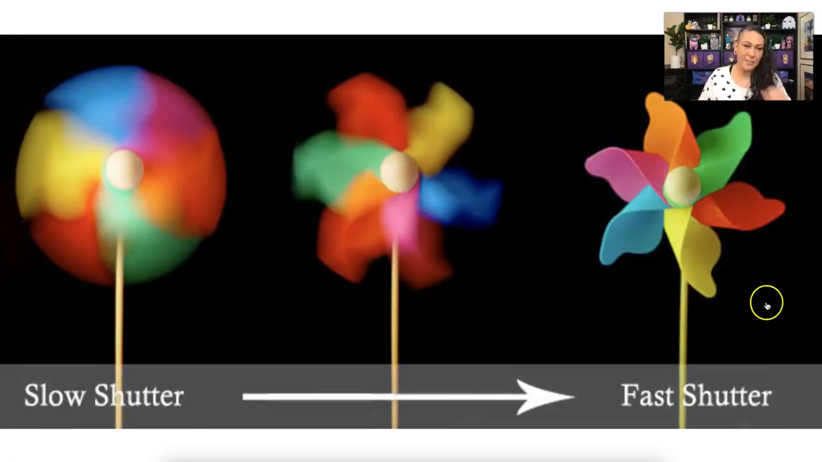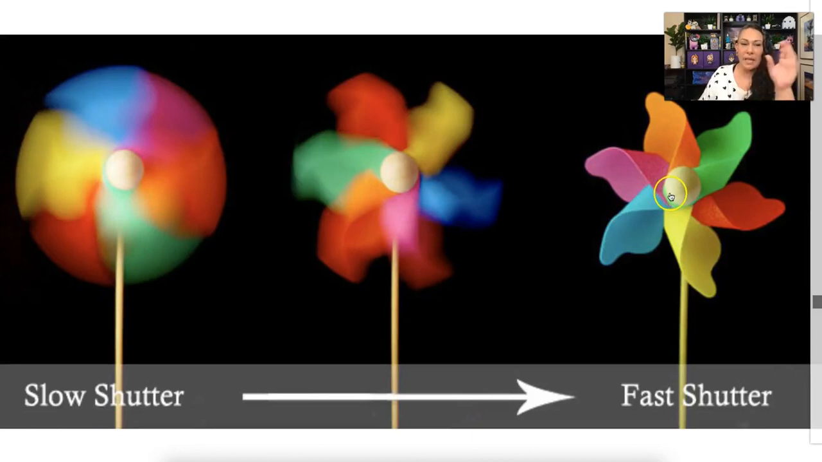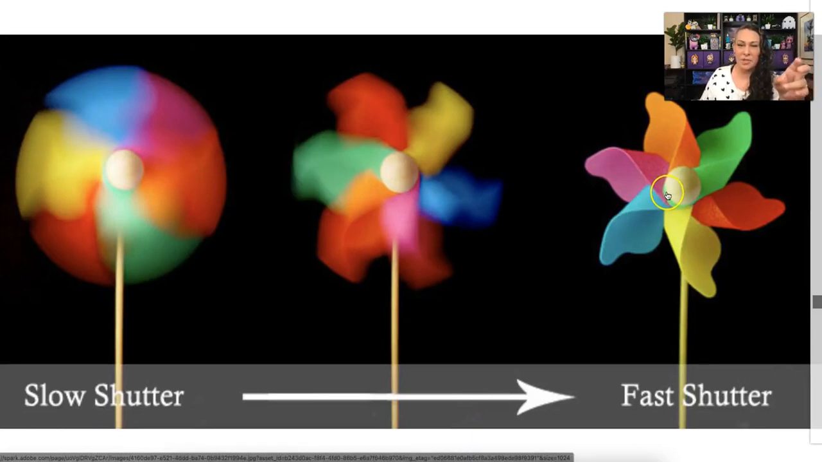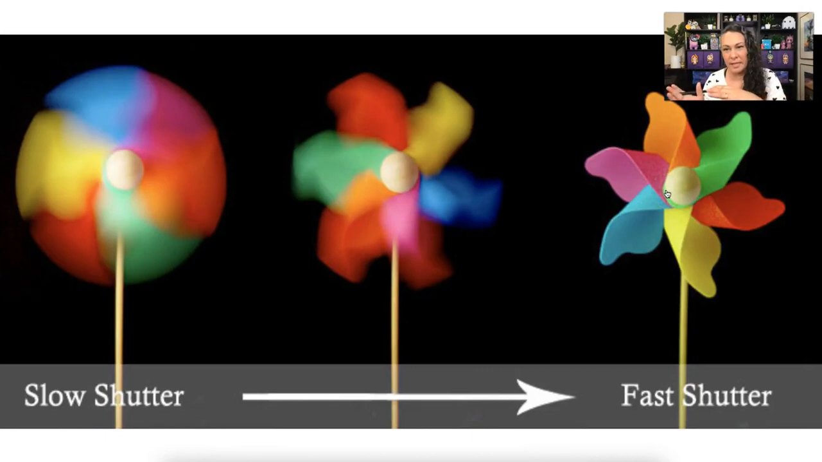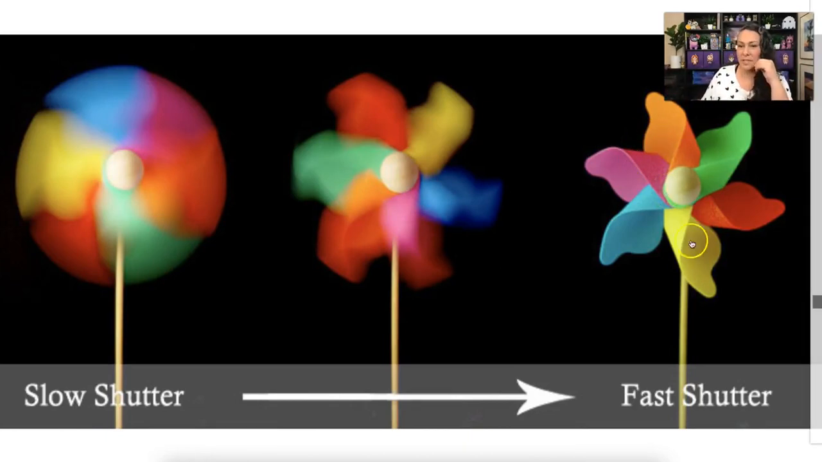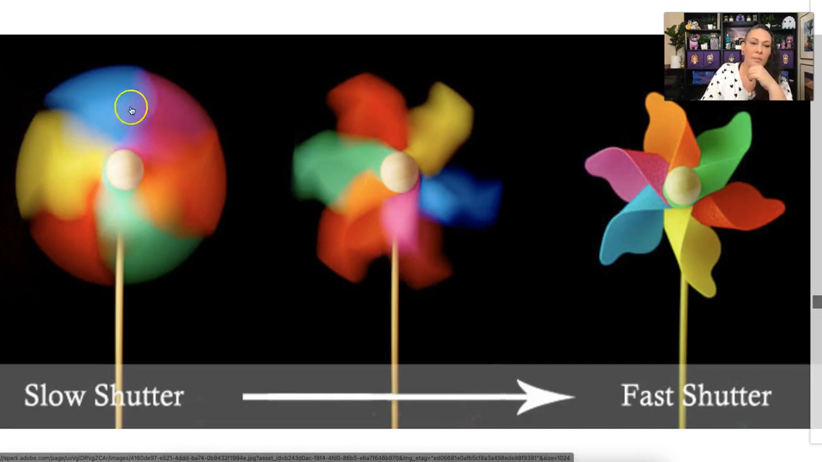And here's another example, and this is kind of nice for capturing the trail or the path of movement. So this one is frozen, right? And in this example, we're seeing the path of movement from here to here. But in this example, with the slower shutter speed, we're seeing the path of movement from here all the way to here.